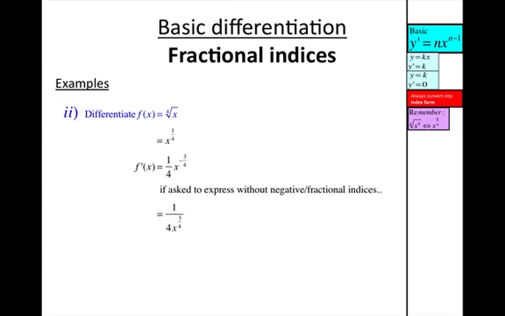Now we want to change the fractional index back to a root. So because it's 3/4, it becomes the 4th root of x to the 3. So it's 1 on 4 times the 4th root of x cubed. Looks kind of ugly, but we need to be able to work it through to that.